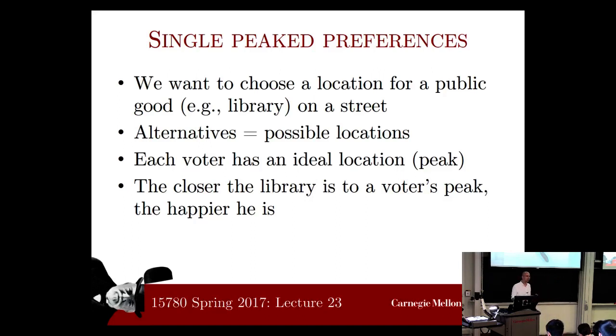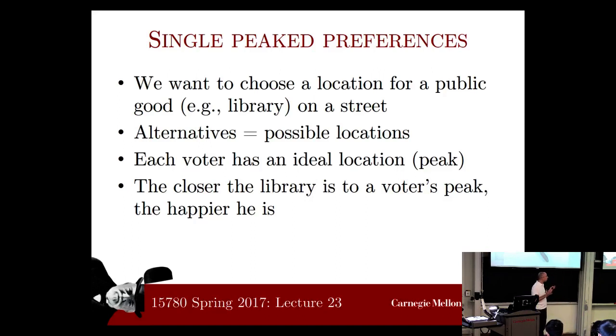Each voter has an ideal location, which could be where they live. Maybe they want the library to be very close to their house. Maybe they want it to be very close to their workplace because they still look up scientific papers in the library, which would be really a stretch. So you could have many considerations for your ideal location, but each voter has an ideal location for the library. And the way the preferences are defined is that the closer the library is to the voter's peak, to his ideal location, the happier the voter is.